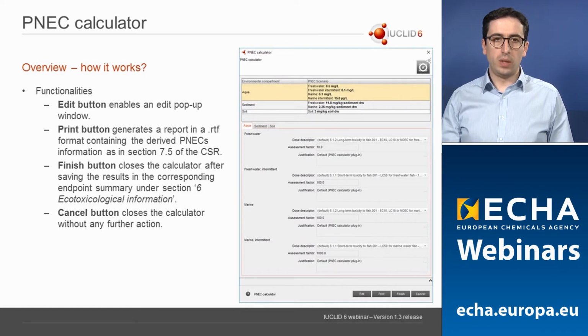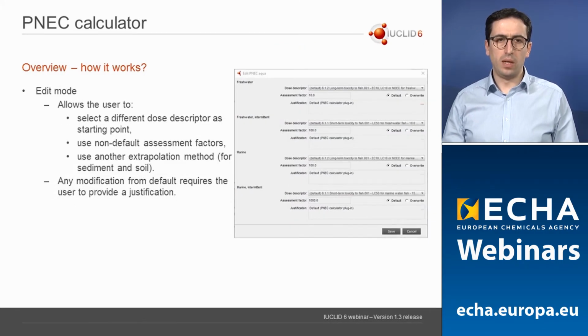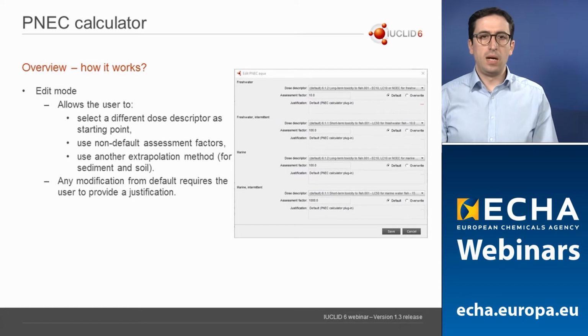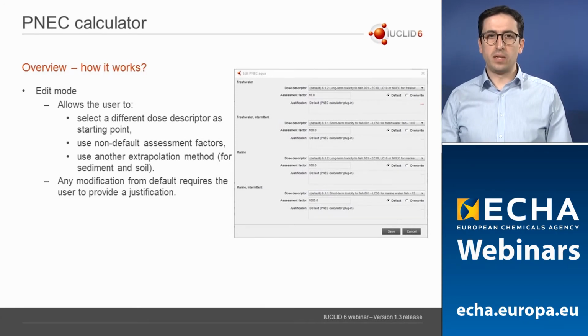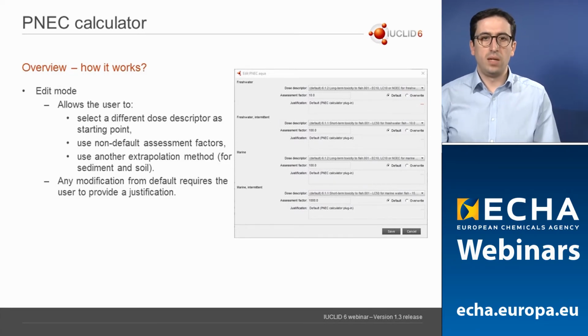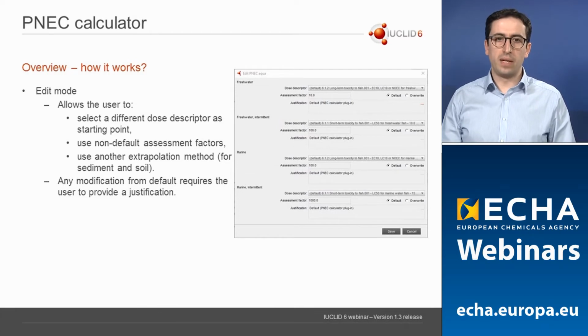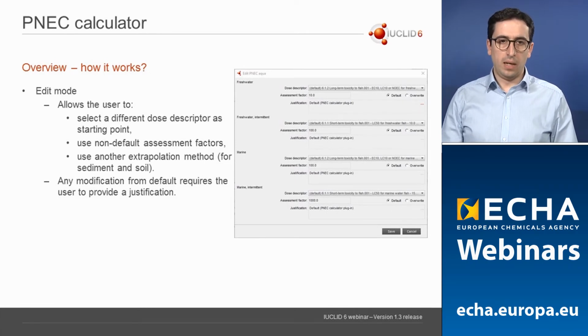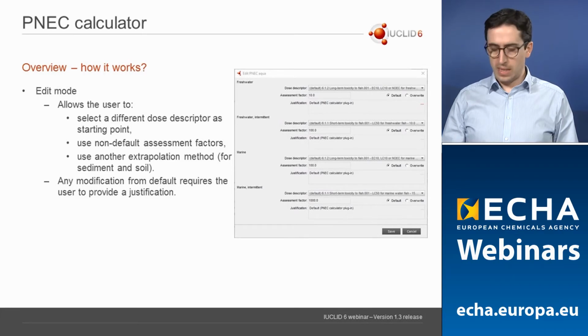As mentioned, when you click on the edit button, a new pop-up window will appear, activating the edit mode. This edit mode allows the user to select a different dose descriptor used as starting point, the use of non-default assessment factors, and the use of another extrapolation method in case of the sediment or terrestrial environmental compartments. It is important to note also here that any modification from default will require the user to provide a justification as to why this deviation is justified.